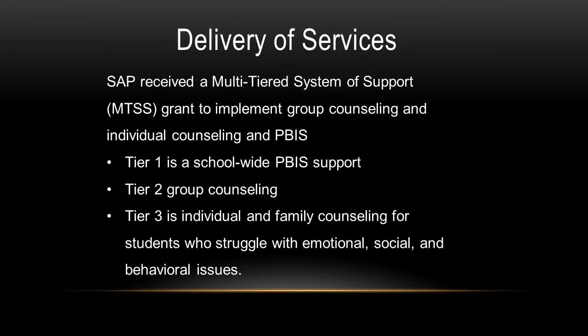Recently, the Student Assistance Program received a Multi-Tiered System of Support, or MTSS, grant of about $2 million to implement group counseling and individual counseling. It's a 3-tier program. Tier 1 is the school-wide PBIS support, Tier 2 is group counseling, and Tier 3 is individual and family counseling. So students are receiving more intense social emotional support through this program.